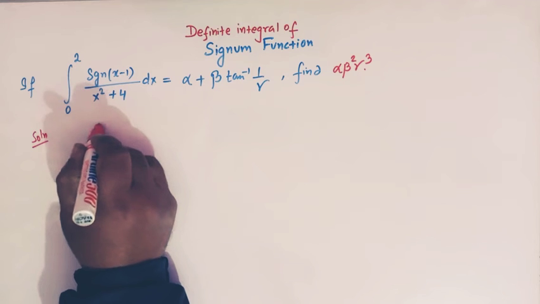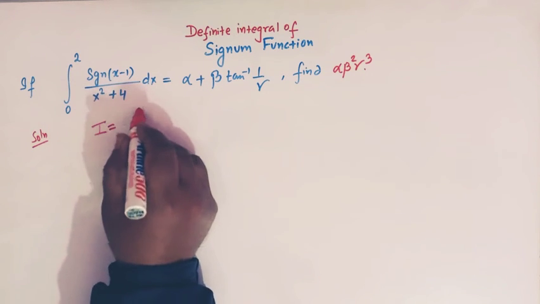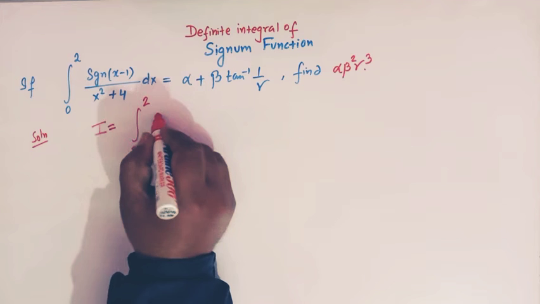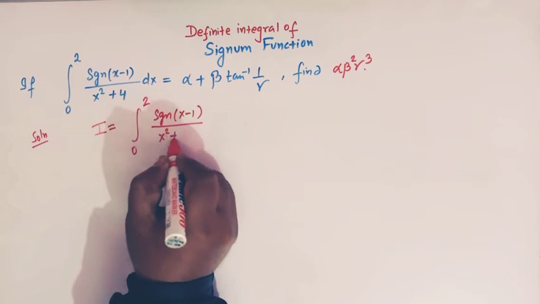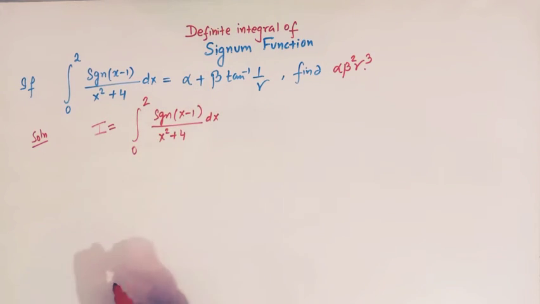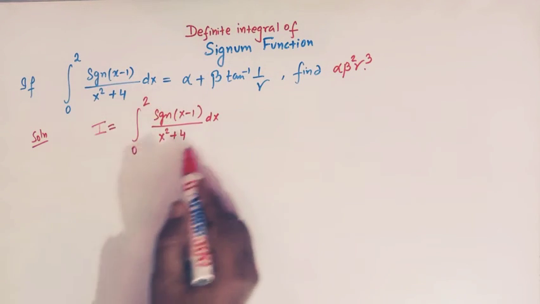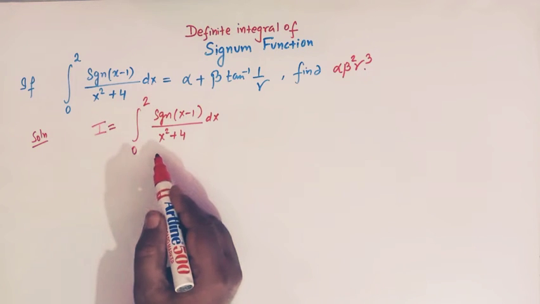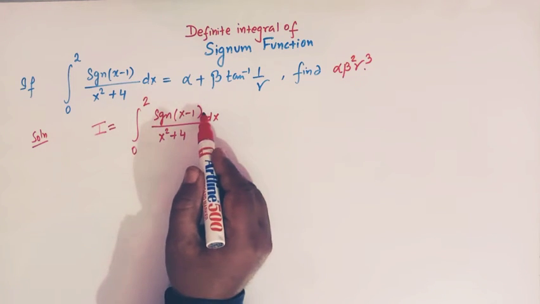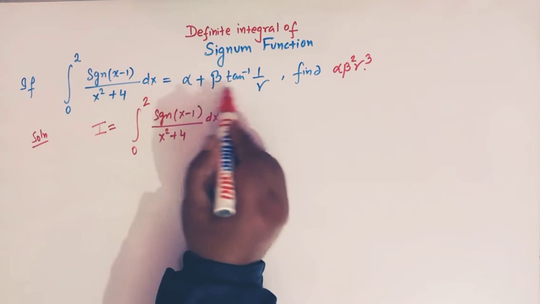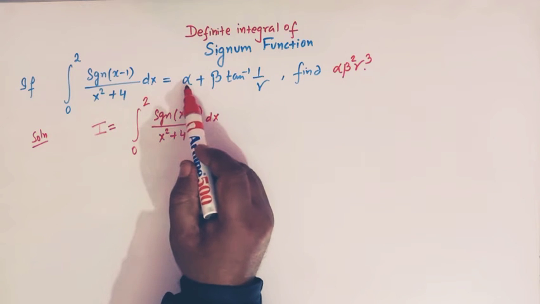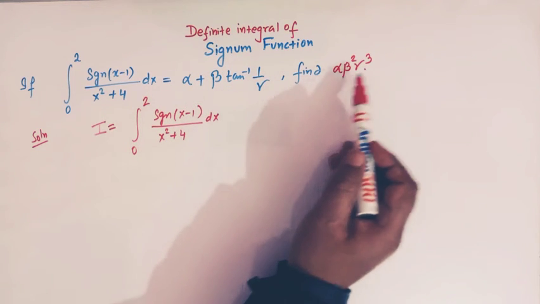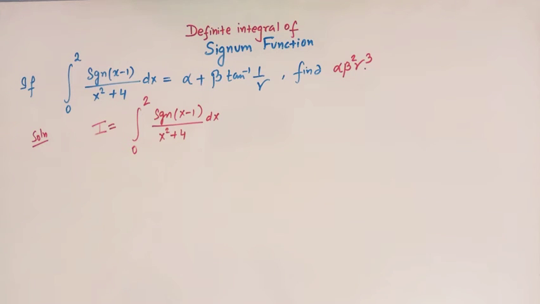Let us call this integral I, and I is the integral from 0 to 2 of signum of x minus 1 over x square plus 4 dx. Now we'll solve this integral and find its value in this form, then we'll compare both the values and find alpha, beta and gamma, and then we'll calculate this expression. So let us start.